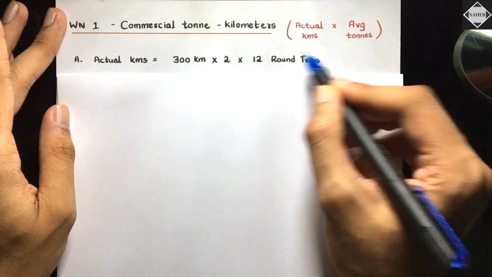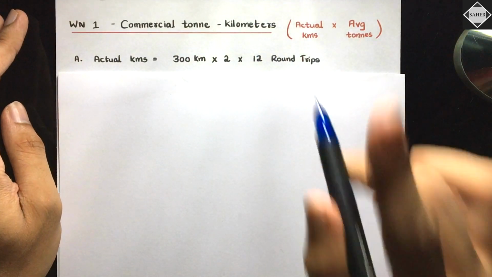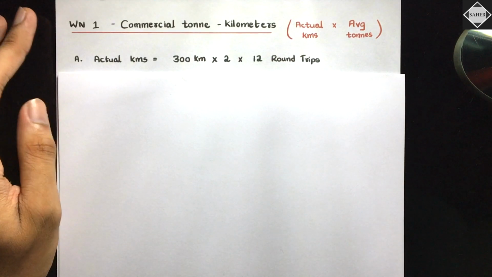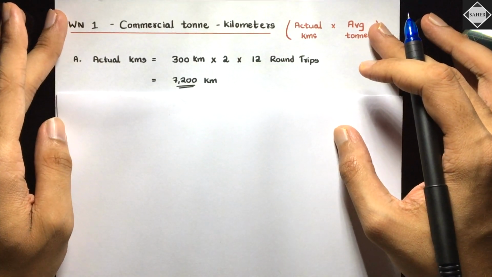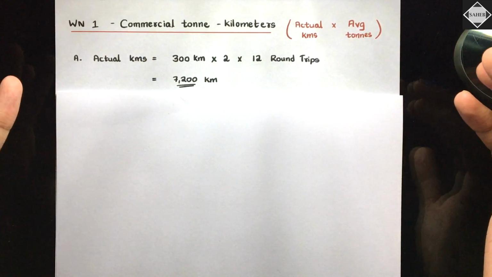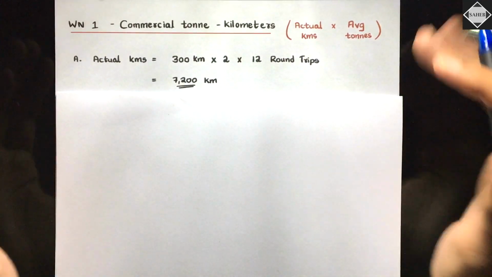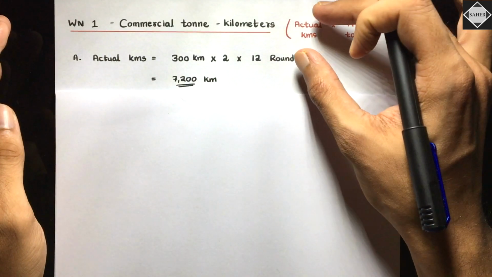And this is in the entire month. You have to understand, we are doing all calculation of January only. Is this clear? Yes, that's what we are doing. So see here, that is equal to 7,200 kilometer. In the month of January, how much kilometers have we traveled? We have traveled 7,200 kilometer. Is it clear? Simple.